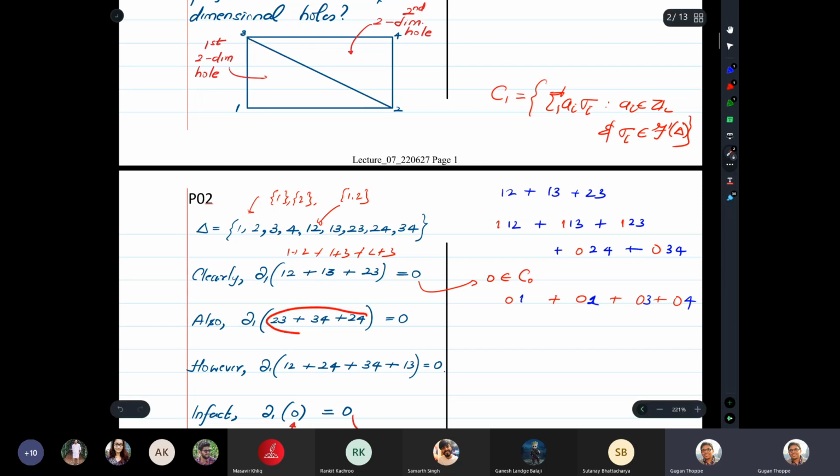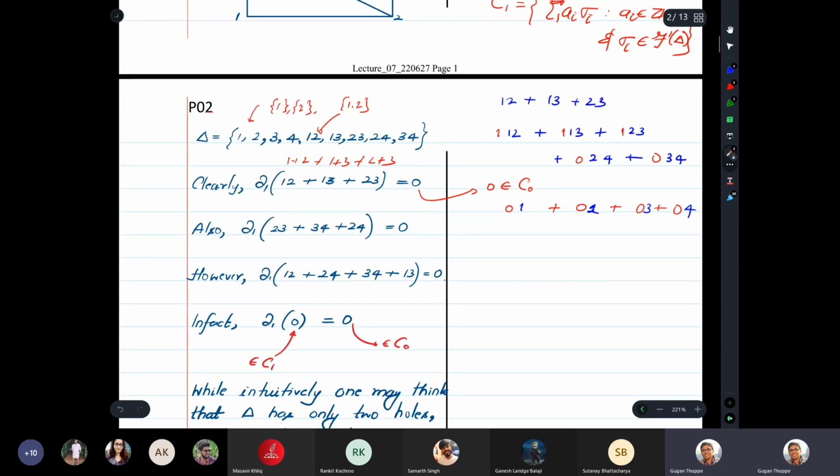Now let's look at this one chain. So this is 2 3, 3 4 and 2 4. You take this collection of edges and use that as the input to this ∂1 operator. By a similar analysis, you can see that the output of this will also be 0. Okay, so far so good. Now how about this one chain? You give 1 2, 2 4, 3 4 and 1 3 as input to the ∂1 operator, and you will again see that the output is 0. And similarly, if you give 0 as input to ∂1, then the output will be 0.